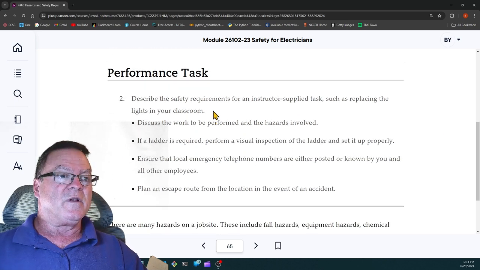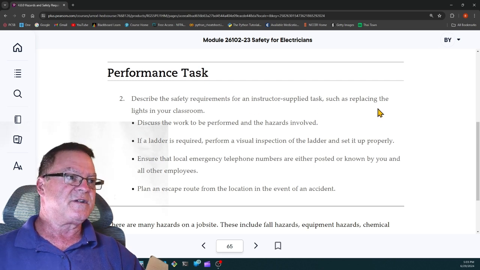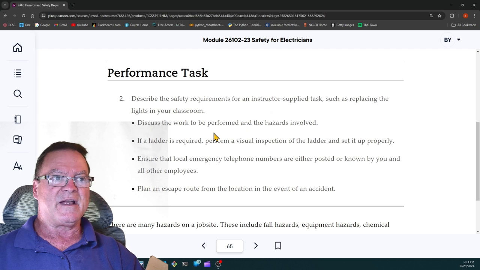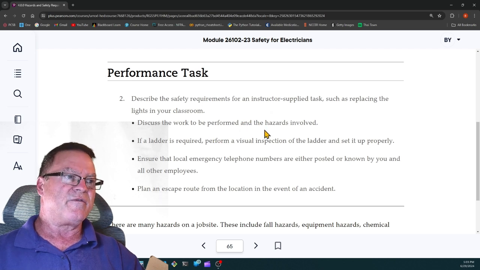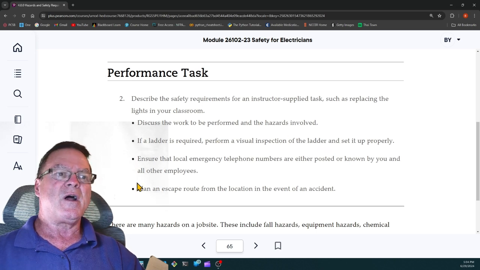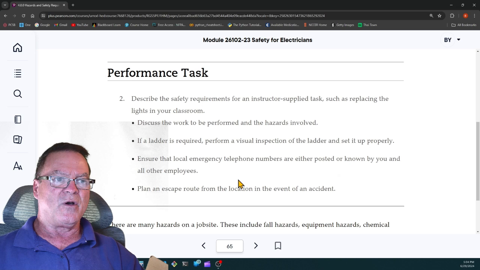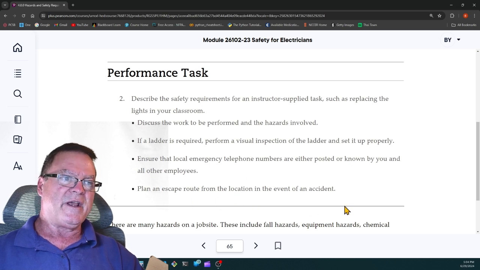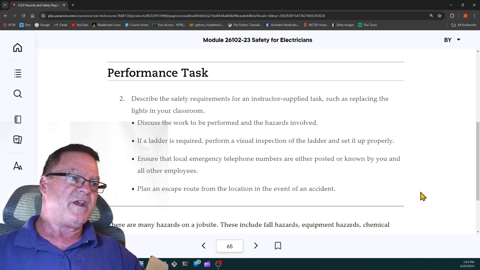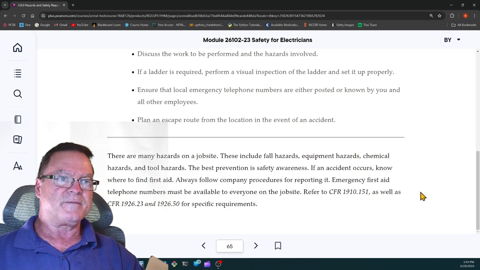Your instructor will have you describe safety requirements for an instructor-supplied task, such as replacing the lights in your classroom. Discuss the work to be performed and the hazards involved. If a ladder is required, perform a visual inspection of the ladder and set it up properly. Ensure that local emergency telephone numbers are either posted or known by you and all the other employees. Plan an escape route from the location in the event of an accident.